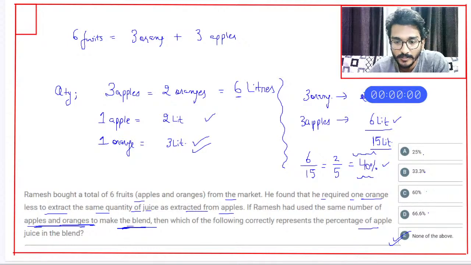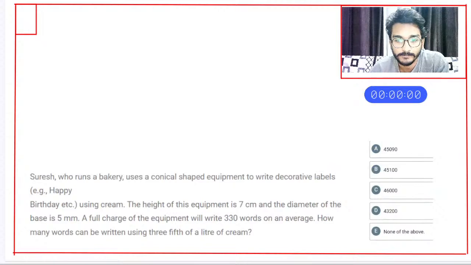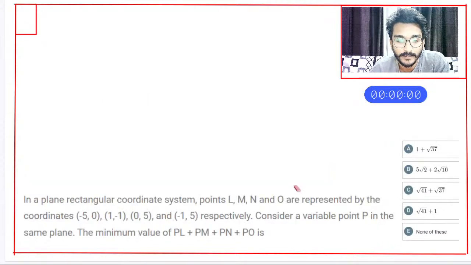Thank you. Moving to the next question. Yeah, here it is. Try it out. Plot the points. Okay, plot the points and think.